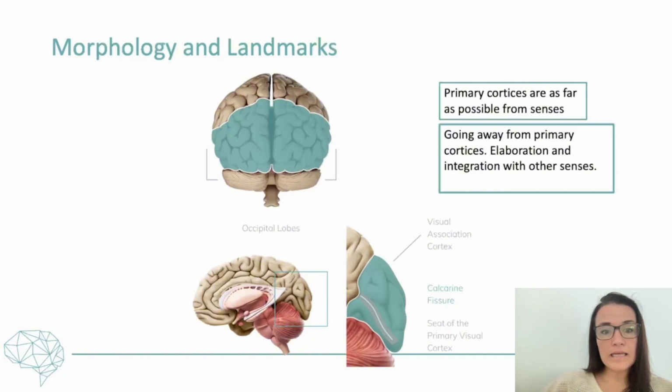Right, and then here we can see a big fissure called the calcarine fissure. And this is the seat of the primary visual cortex. So this is where our visual information is processed.